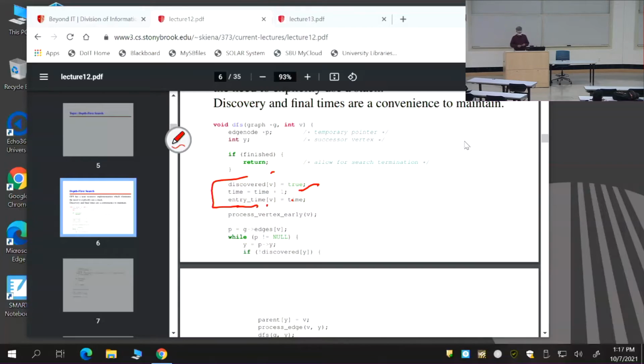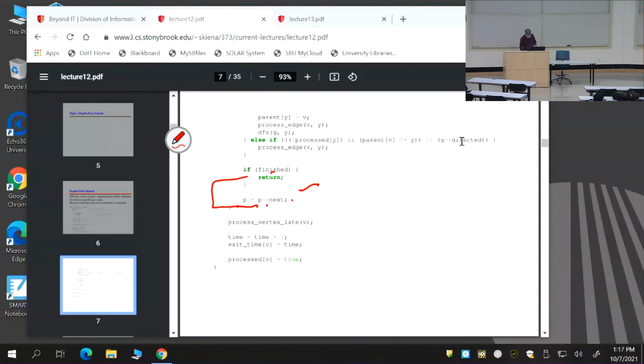I'm going to claim that for every vertex, there are two events that are interesting in its life in a depth first search. One is when it's discovered, because the moment that we discover a new vertex, we suspend everything we're doing and focus our search there. The other interesting time is at the end, once we have finished processing it and we exit. So there's an entry time for every vertex and an exit time, and that's what this clock is keeping track of.